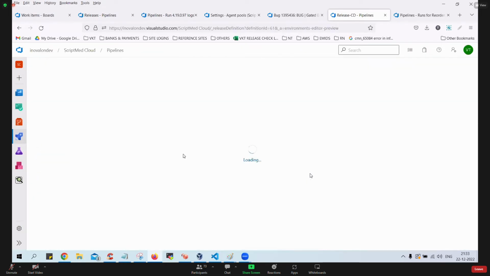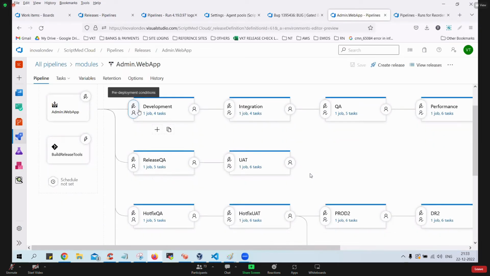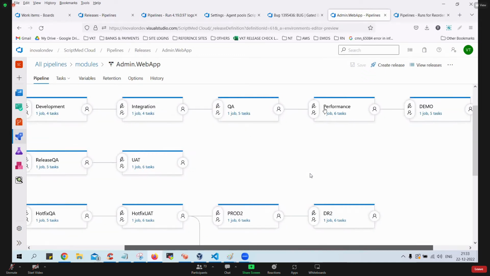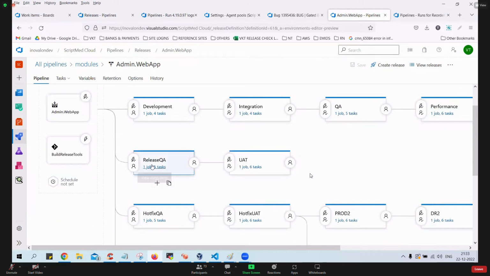So this is Azure DevOps, guys. If you see here, the code goes to development, from there integration, from there to the QA, from there to the performance, from there to the demo, right? Again, from the demo it goes to the release. This is how we operate. From the release QA, it goes to the UAT. From there, it goes to the hotfix. From there, hotfix UAT, then prod.